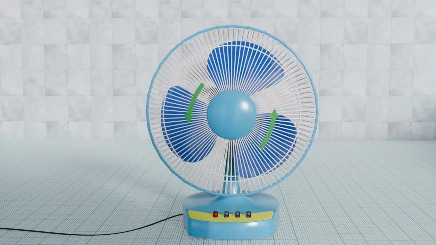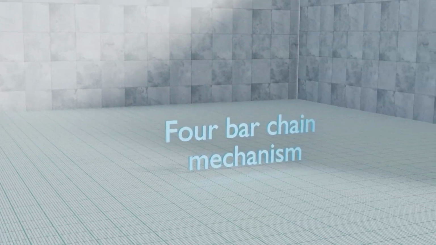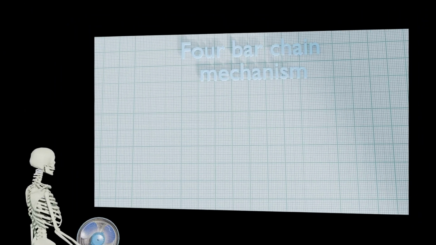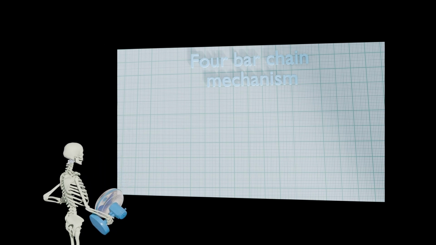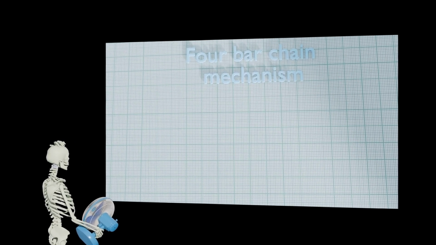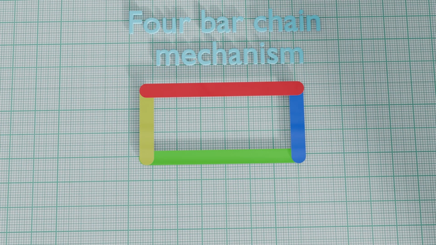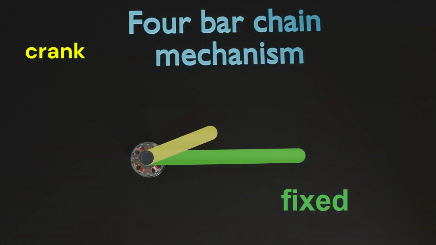Now wait, if a motor provides rotary motion, how does it make the fan head oscillate? To understand this, let's use the concept of a 4-bar mechanism. Now, don't get confused about how I am shifting from the oscillating fan to the 4-bar chain mechanism, or what this 4-bar chain mechanism is. The 4-bar mechanism is actually a simple way to understand this kind of mechanical movement. It consists of 4 bars connected by 4 pins, allowing them to move freely. One of the links always stays fixed while another rotates. This rotating part is called the crank, and it's usually powered by a motor.